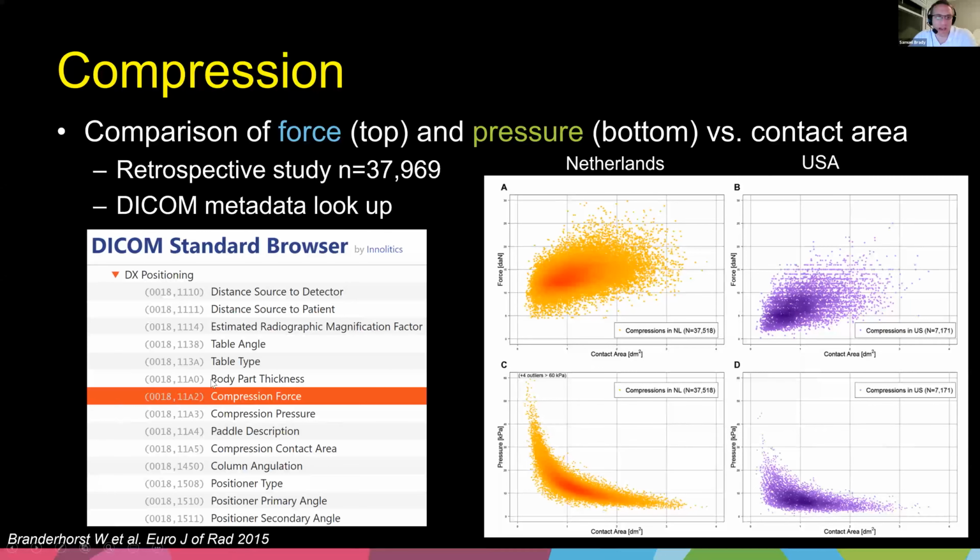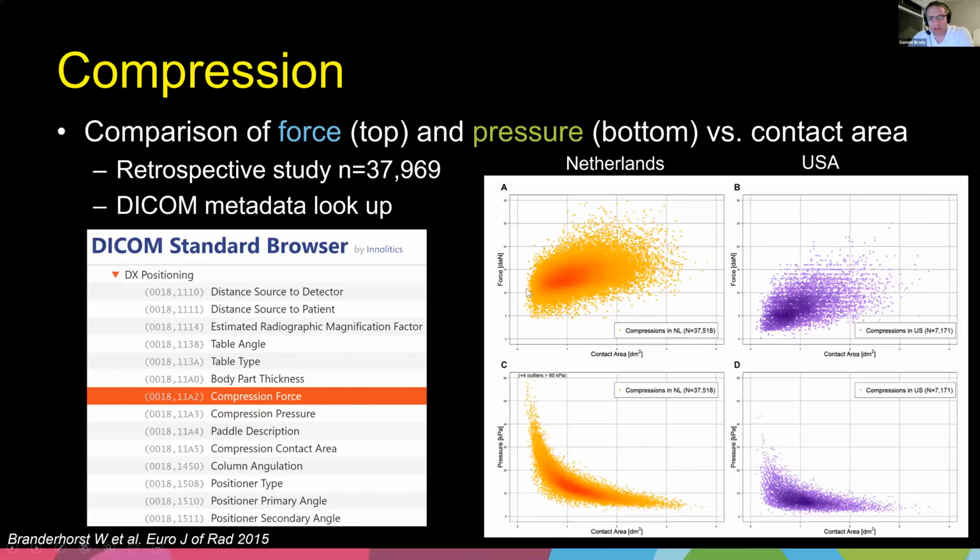So here are the DICOM tags. I simply did a screen capture for you. If you ever pull up your mammogram on a PACS or whatever reader you're using, and look at the DICOM data for that image, if you go to tag 0018, 11A2 or A3, the system, if it maps it, will tell you what the compression force is and the compression pressure. So you could technically do this exact same thing. You could look at the distribution in your institution or for everyone in Thailand. This study was comparing the Netherlands versus the US.